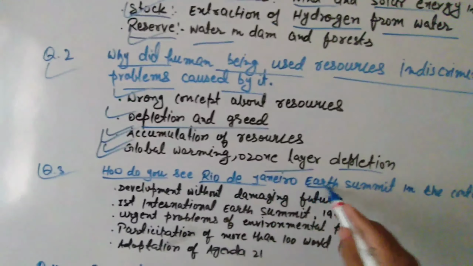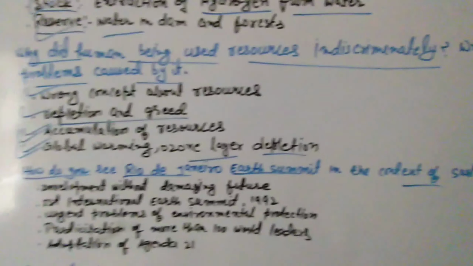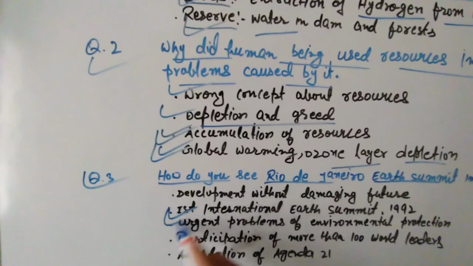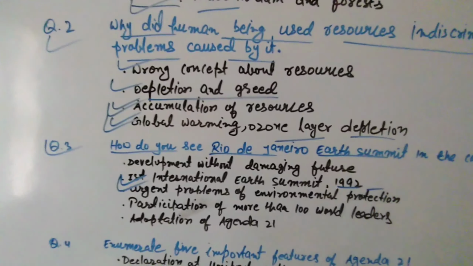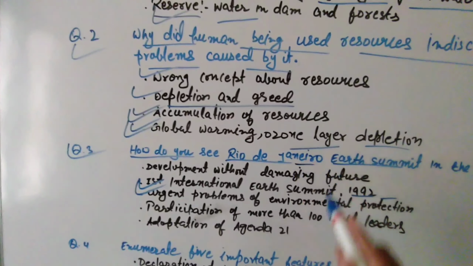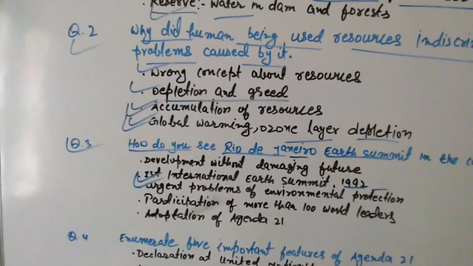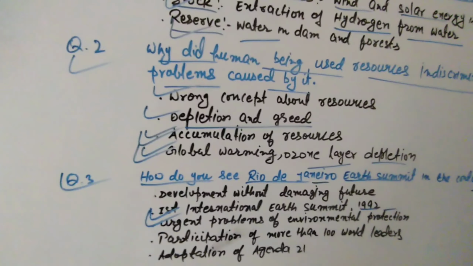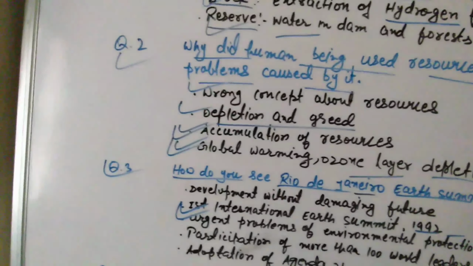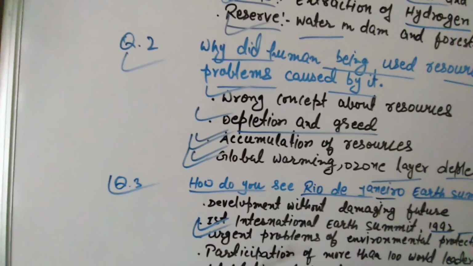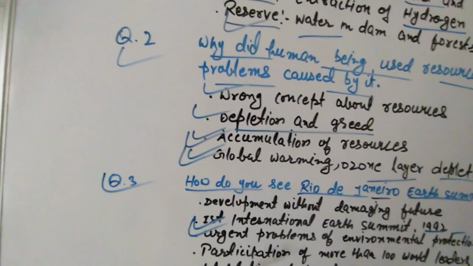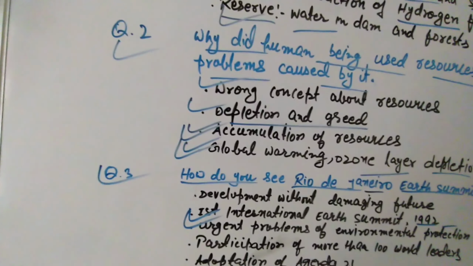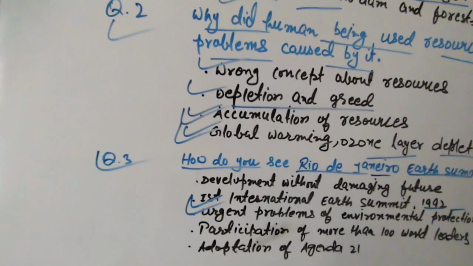Now I am going to describe question number 3. How do you see the Rio de Janeiro Earth Summit in the context of sustainable development? The Rio de Janeiro Earth Summit was the first international Earth Summit, held in the year 1992 in the very famous city of Rio de Janeiro in Brazil. That meeting was held to discuss sustainable development. What is sustainable development? Sustainable development is a concept that tells us that development should not go on by damaging the future. It is based on the idea of development without damaging the future.